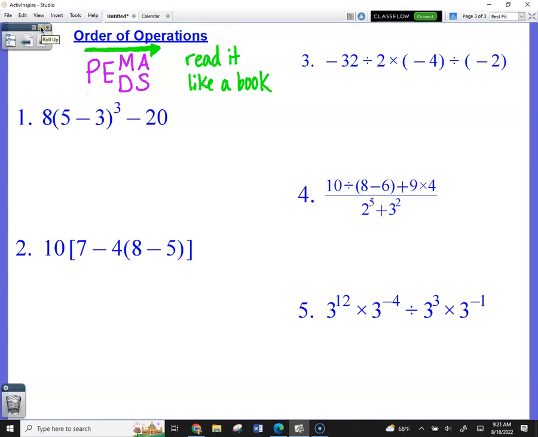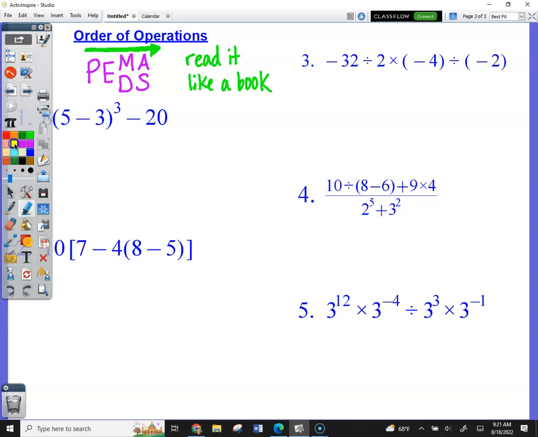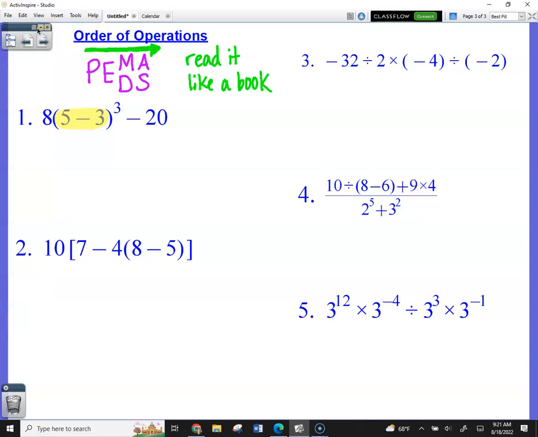So you look at the problem, you check for any parentheses, and you complete what's inside the parentheses first. So like number 1, here's parentheses. I'm going to try to color coordinate this with a highlighter as I go each step. So you have to simplify the 5 minus 3, bring the rest of it down. Now we still have parentheses, but you're looking inside the parentheses. There's nothing to do. So this means you move to the next order, which is exponents.